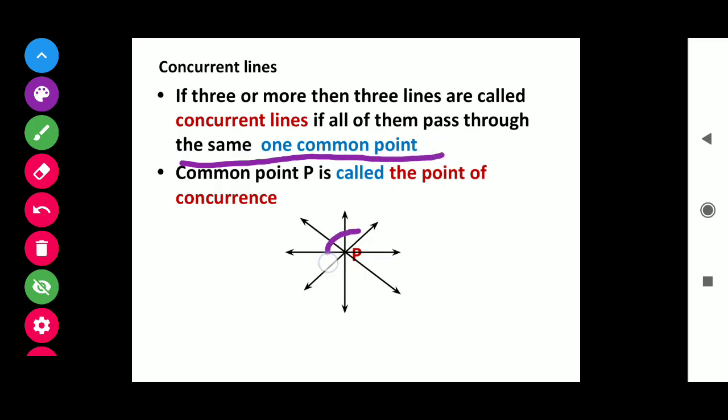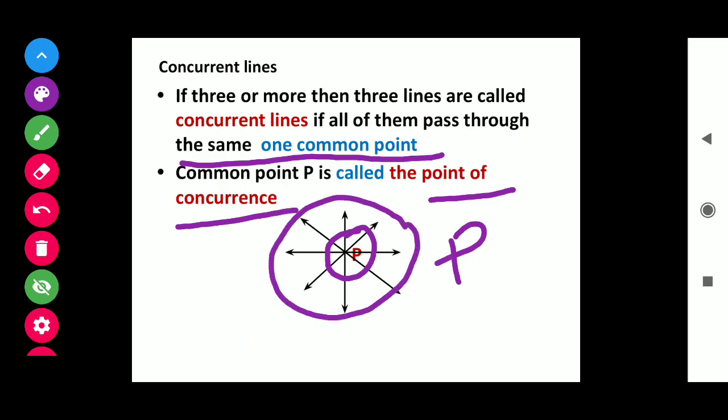Here you can see that all lines are passing through the common point P. So the common point P is called the point of concurrence. P is the point of concurrence, and all these lines are called concurrent lines.